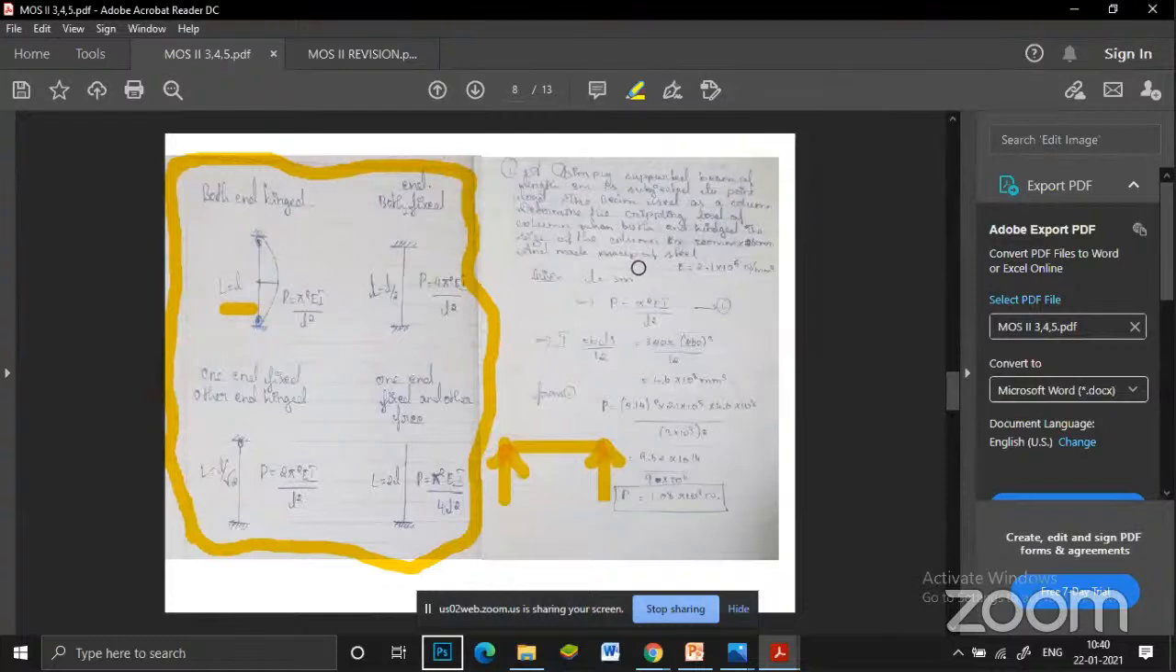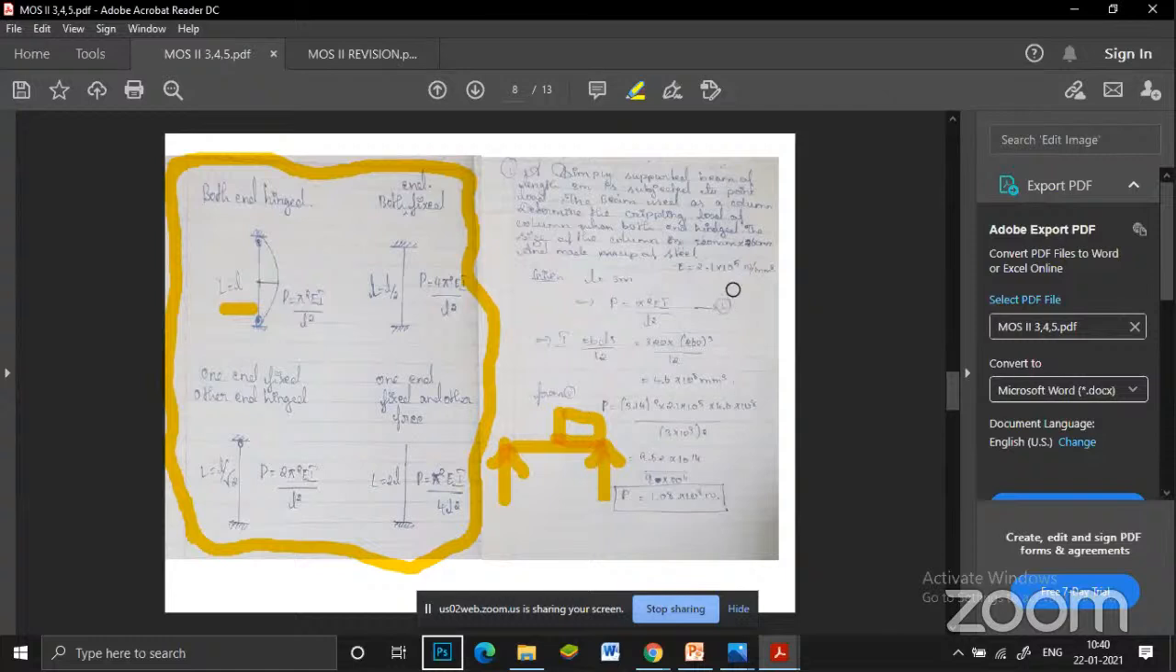The size of the column is 320 by 260 mm. You know the value of E for steel: it is 2.2 into 10 to the power 5 Newton per mm square.